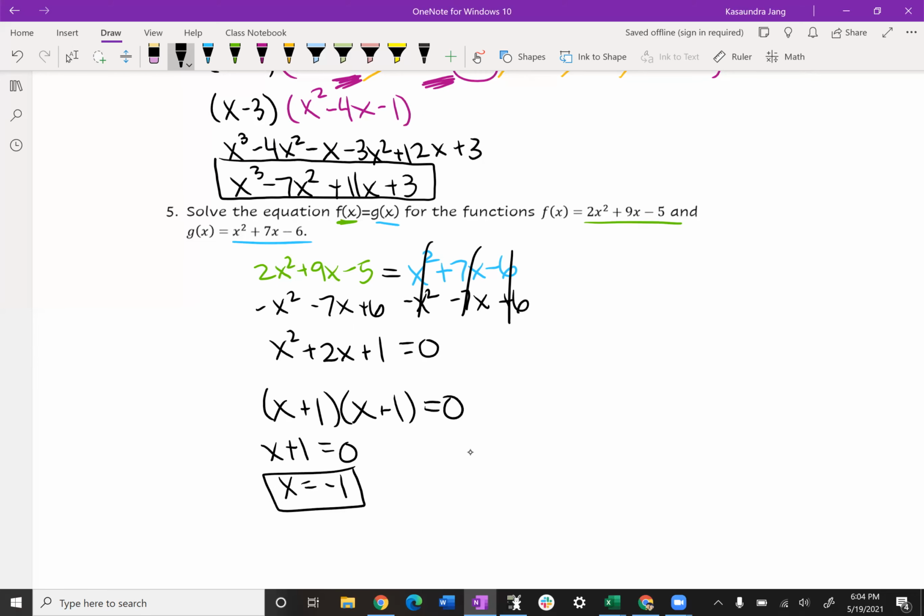So we have solved the equation. x equals negative 1, and you can always, as usual, plug it back in and see if it actually works. All right, there we go.